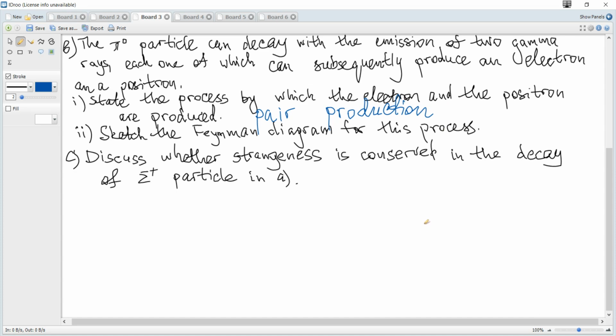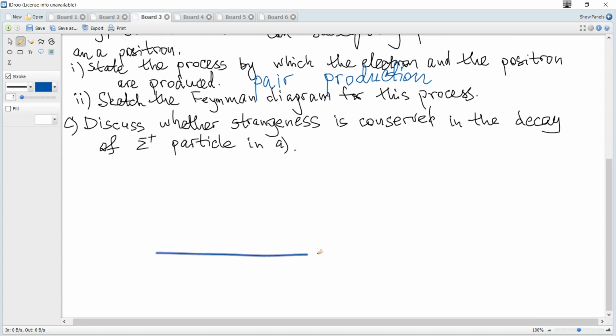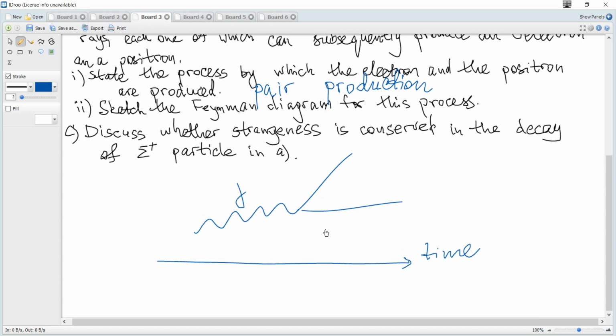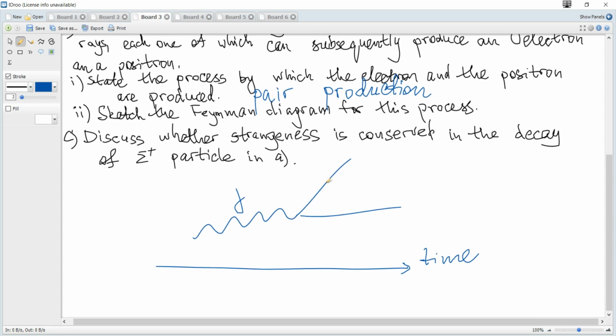Sketch the Feynman diagram for this process. It looks like this. Time, let it be to the right. Gamma ray, and electron, it's a particle, so the arrow is in the same direction as time, it's electron, and positron. Positron is an antiparticle, so it must be in the opposite direction.